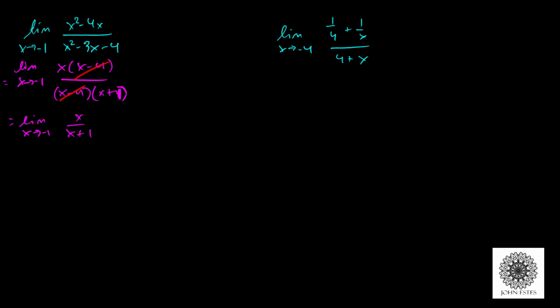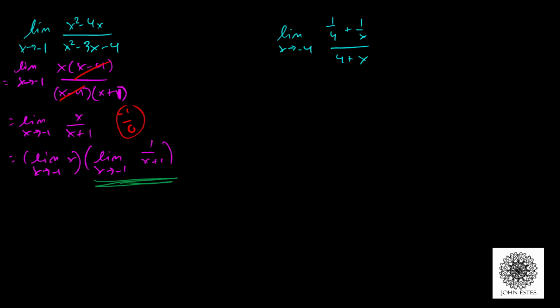Now, at this point, if you plug in negative 1, you end up with negative 1 over 0. So I still am not allowed to plug in anything. But I know from my limit laws that I can break this up accordingly. The limit as x approaches negative 1 of x times the limit as x approaches negative 1 of 1 over x plus 1. And the problem we have to worry about here is the second part.